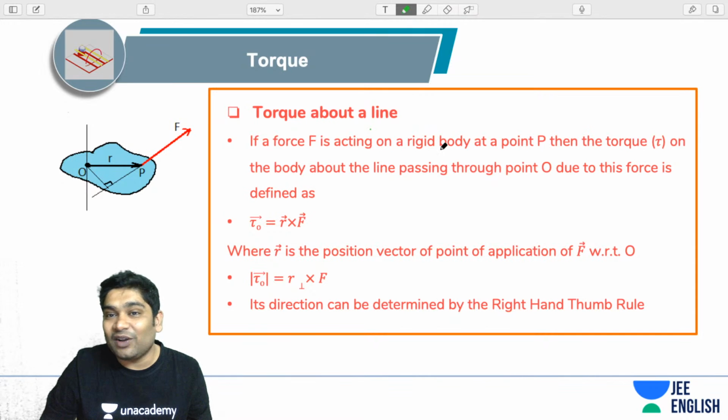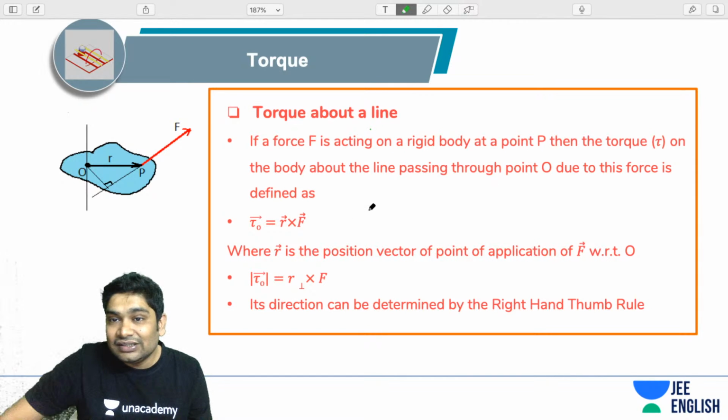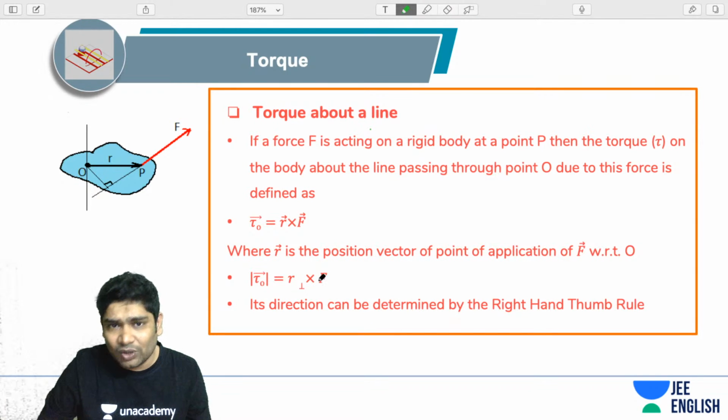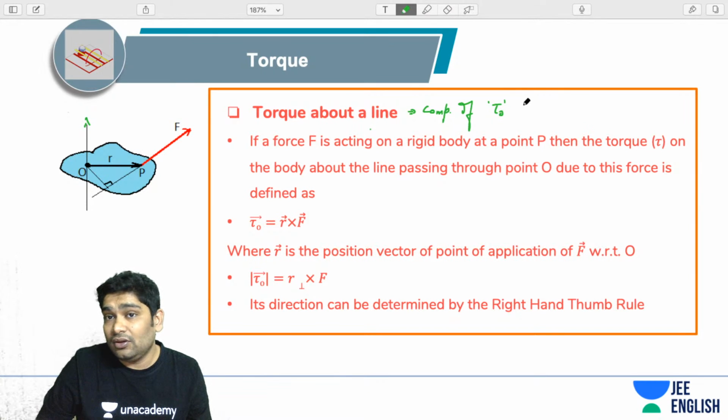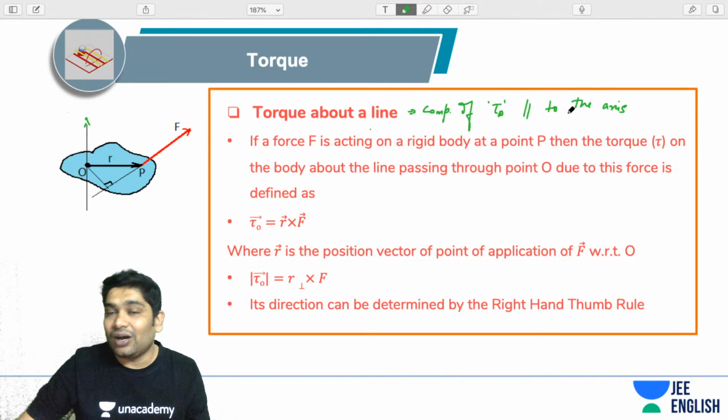So if a force is acting on a rigid body at a point P, the torque on the body about this is R perpendicular. So what you can say is it is the component of tau about any point in this direction. Okay. So torque about a line is the component of tau about any point parallel to the axis. Okay, this is how you say torque about a line.